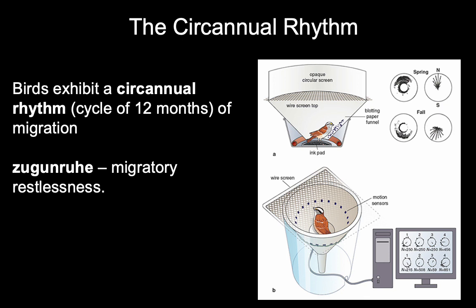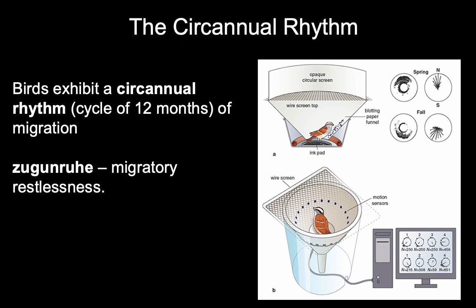And so birds exhibit oscillation of migration that goes full circle over the course of 12 months. So over the course of a year, migratory birds will go full cycle from leaving their non-breeding grounds or their wintering grounds in the northern hemisphere to move north, or species that breed in the southern hemisphere will move south during the spring migration.